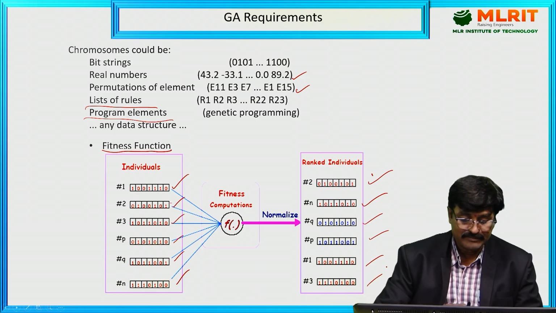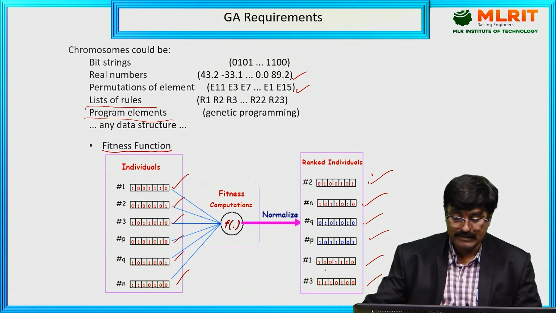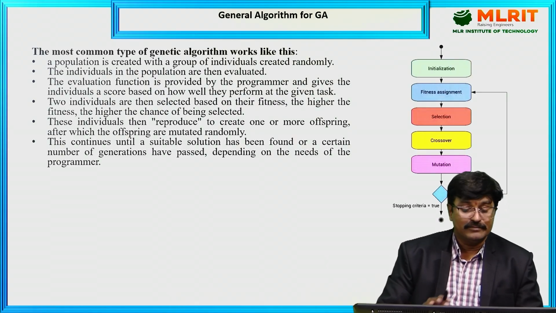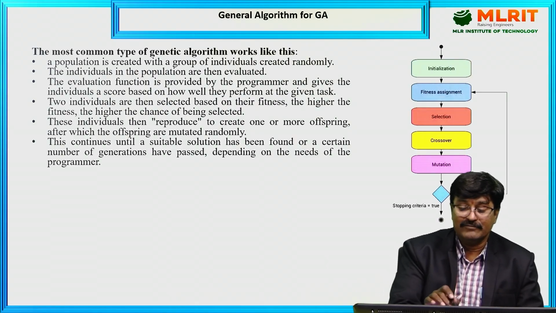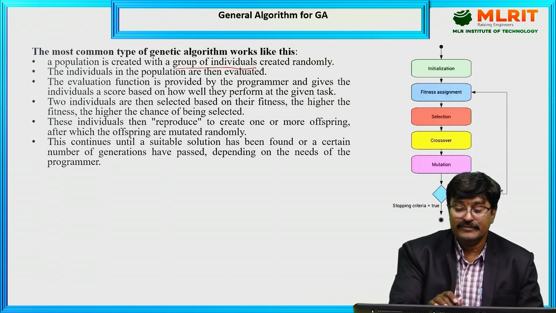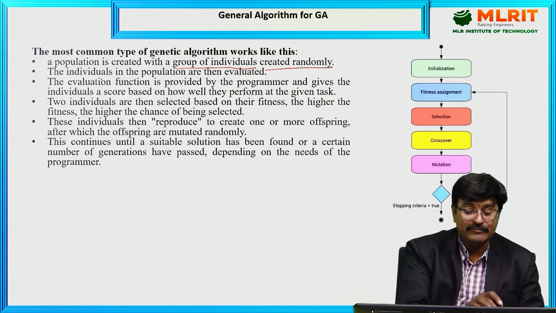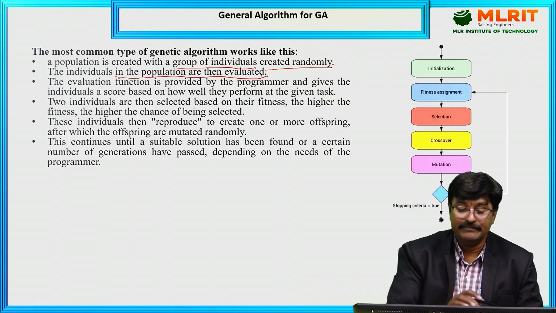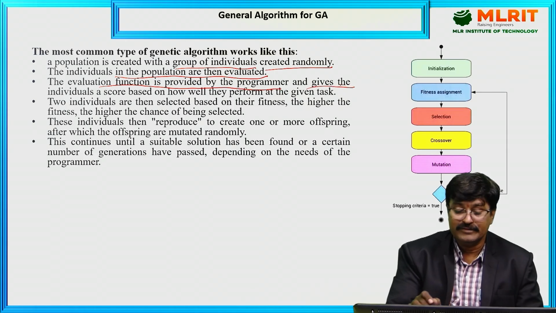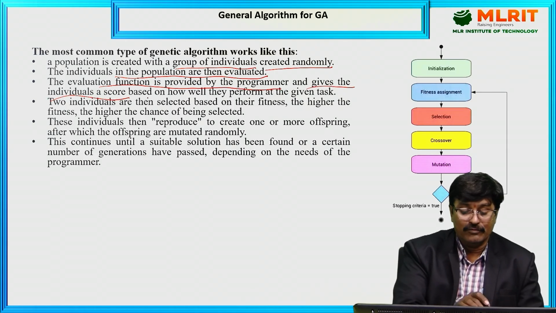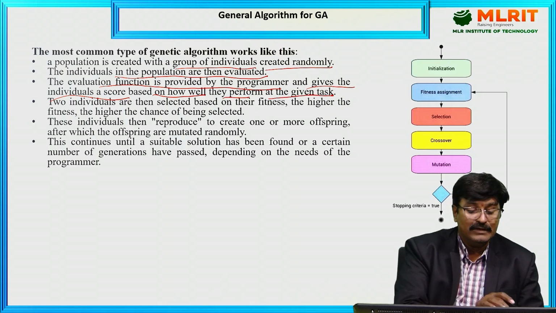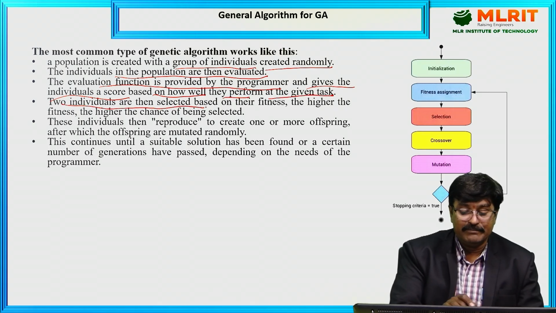So for every fitness function, you are giving the ranking like that. In genetic algorithms, the common type of genetic algorithm works like this. A population is created with a group of individuals created randomly. The individuals in the population are then evaluated. The evaluation function is provided by the programmer and gives the individuals a score based on how well they perform at the given task. Two individuals are then selected based on their fitness.